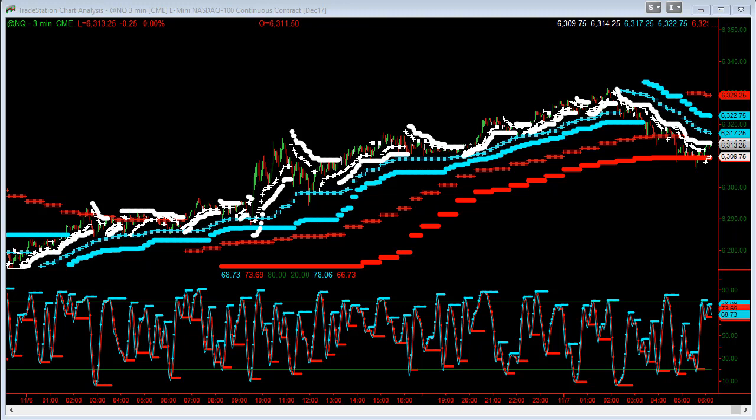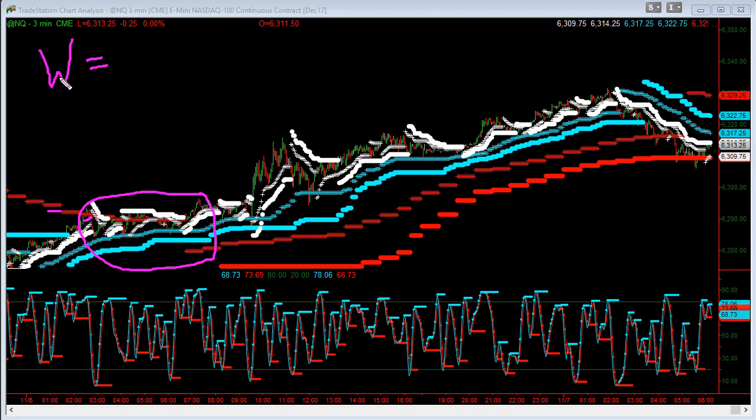I just wanted to show you, before I expand the chart, that you had a period of congestion right in here. That simply means that you had the red ATR above price. Sometimes the white ATR was above price, sometimes it was below. But you can see that this is a congestion area.